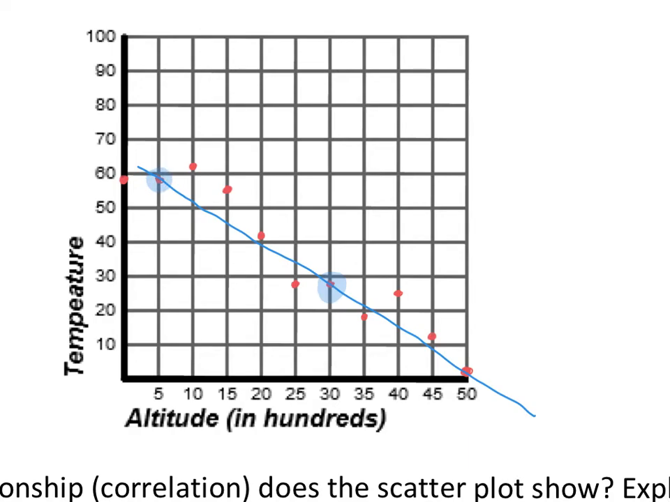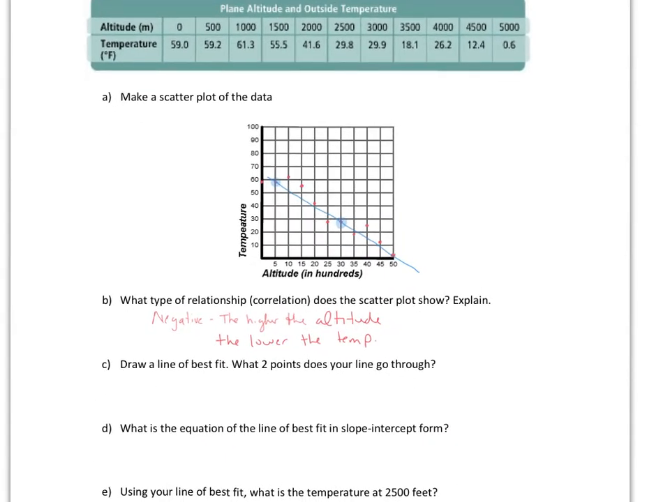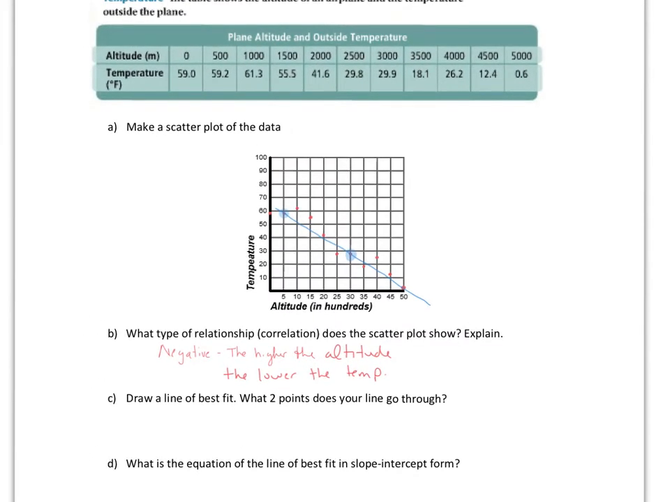Okay, so line of fit. Now, what 2 points does it go through? So mine would be 500, right? So 500 and 59.2. And then my other one I marked there is 3,000 and 29.9. And like I said, this is kind of hard because everybody's going to have something a little different here.